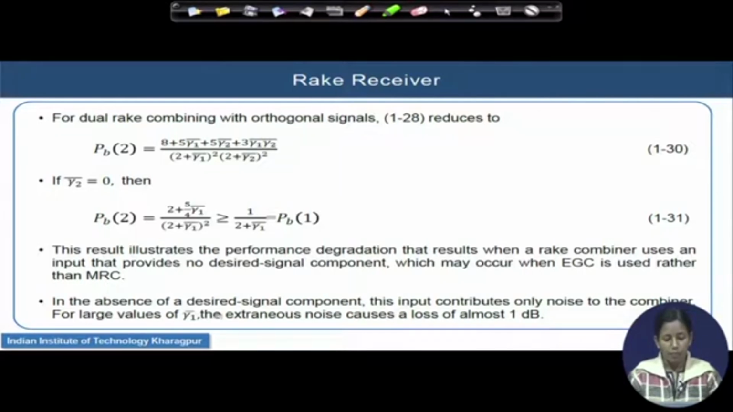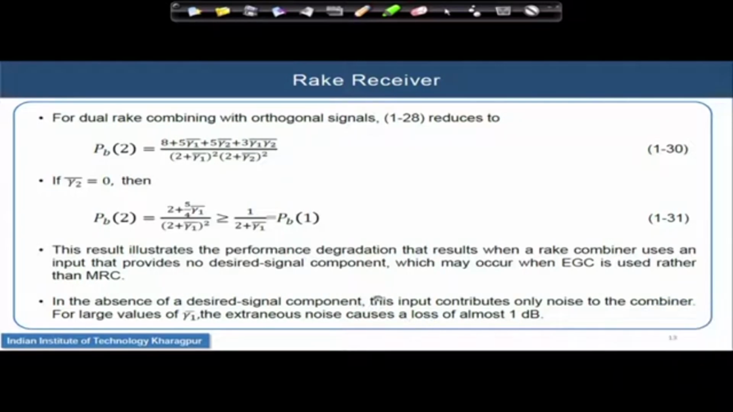And in the absence of this desired signal component, this input contributes only noise to the combiner, and for large values of gamma 1 bar, this extra noise causes an extreme loss of around 1 dB.